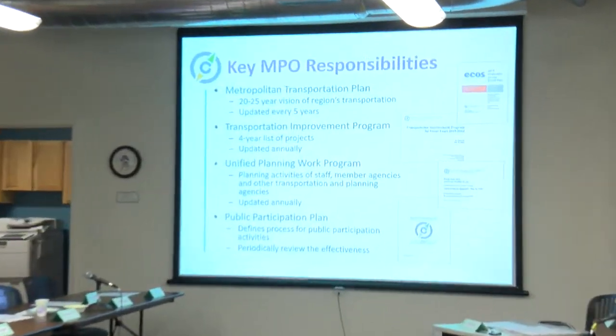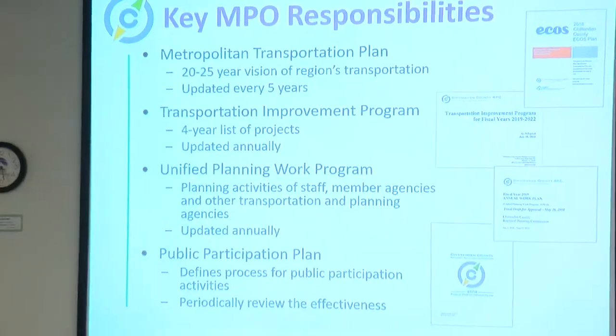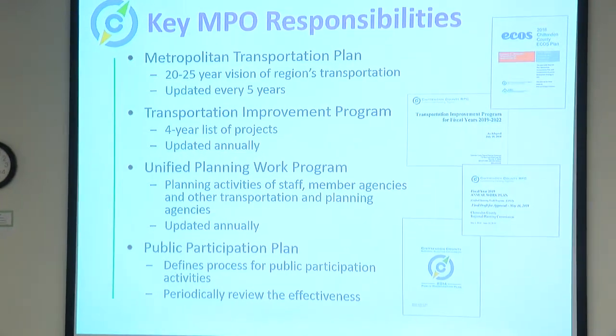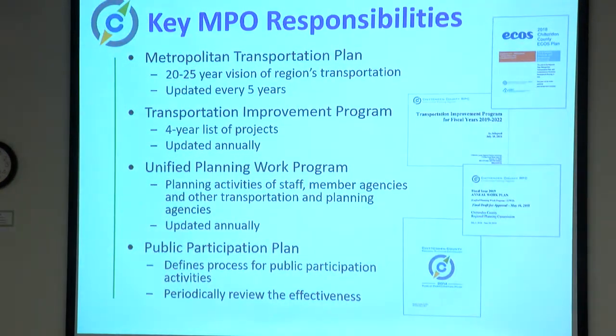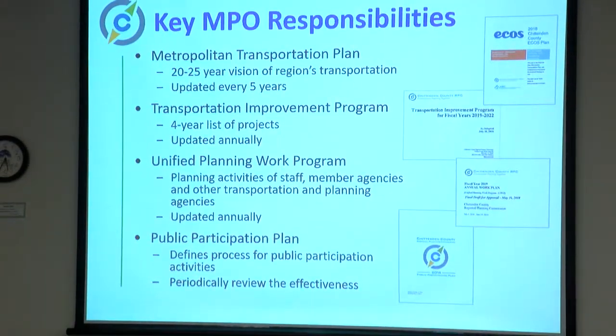So if you're done with the TAC, throw it over to Jason. All right, so moving up a level to the table that you all sit at, the MPO board, we have four main documents that you're responsible for voting on as an MPO, and we briefly touched on those in the introduction. That's our Metropolitan Transportation Plan, our MTP, our Transportation Improvement Program, our TIP, our Unified Planning Work Program, our UPWP, and our Public Participation Plan.